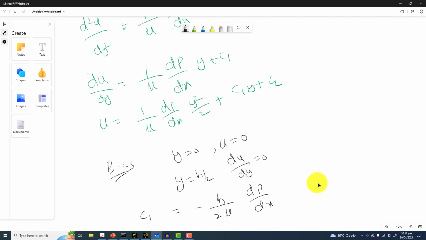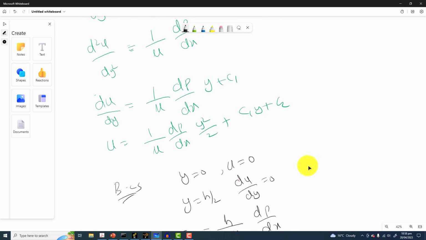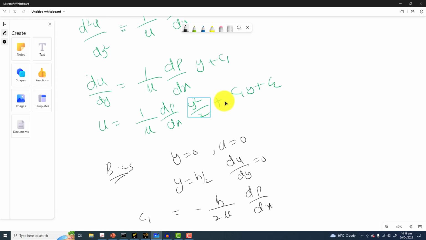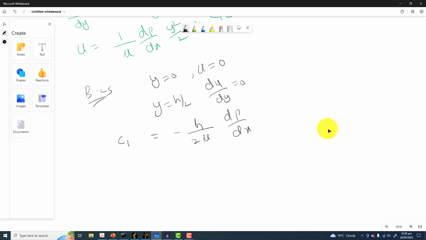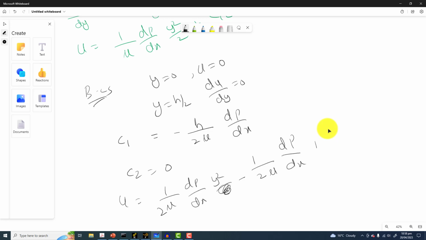And from the second boundary condition, that is when y is equal to 0 and u is equal to 0, so y is 0, u is 0, so C2 is equal to 0. So the second boundary condition will give us C2 is equal to 0. So now I can write down u is equal to 1 upon mu dp by dx, y square upon 2, and minus 1 upon 2 mu, and C1 is h, so dp by dx and hy.